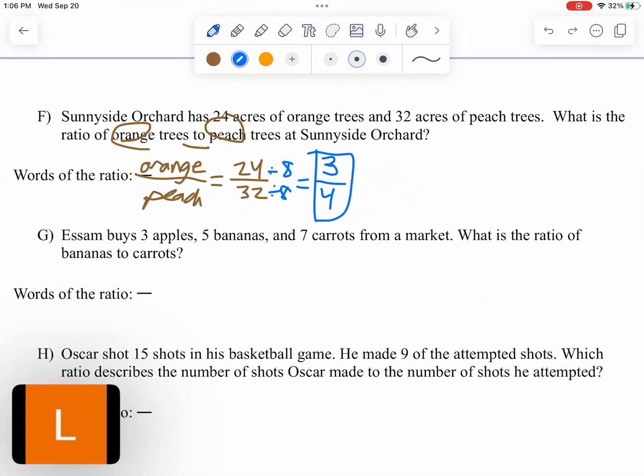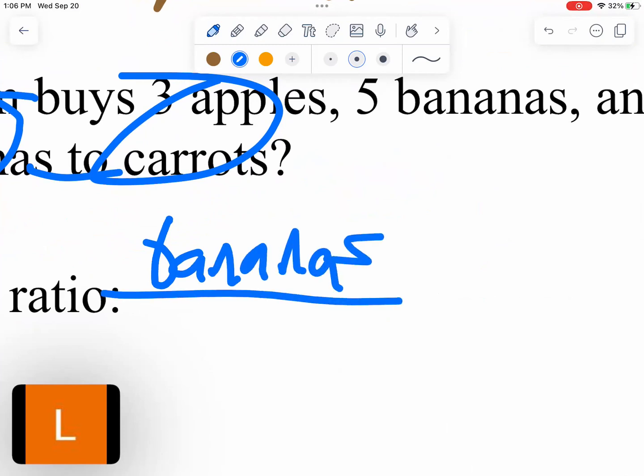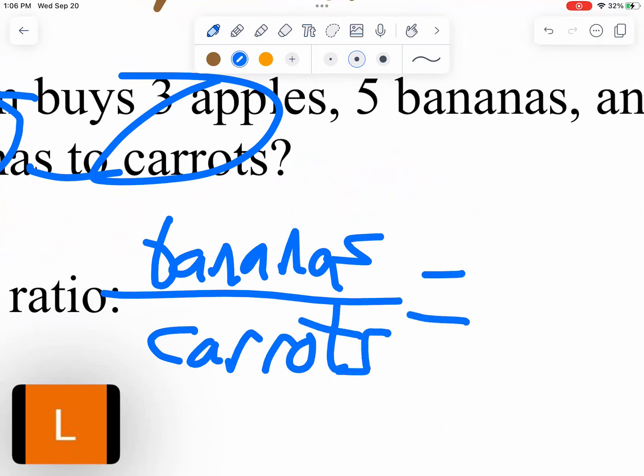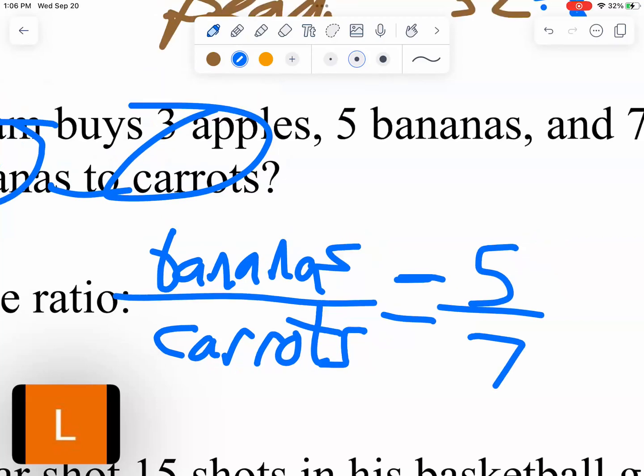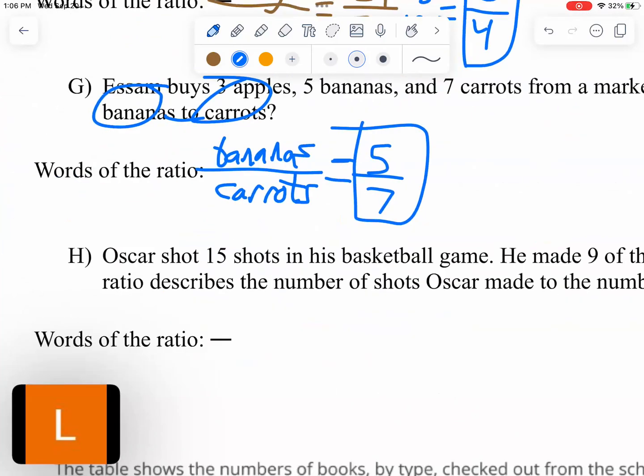All right. Next one, Assam buys 3 apples, 5 bananas, and 7 carrots from a market. What is the ratio of bananas to carrots? So, bananas over carrots. Okay, so bananas were 5, and our carrots were 7. All right, and that's it. It doesn't say three ways, and it didn't need to reduce.